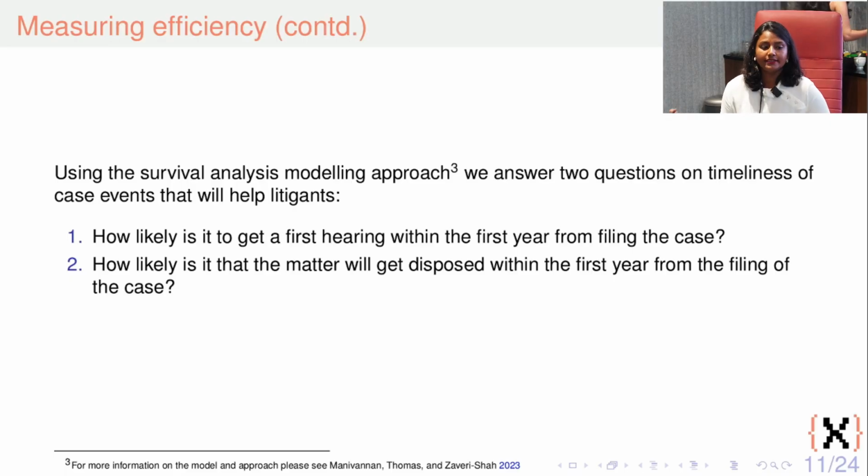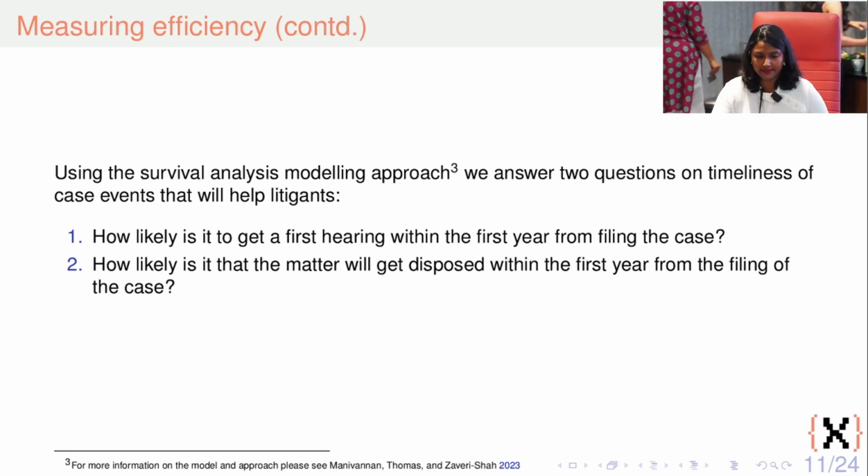So we think first hearing is important because that's when the judge actually applies his mind to the case for the first time. Your issues get framed. If the case is decided prima facie, then you get an interim relief or don't get an interim relief in the first hearing. So we measure the time to first hearing. And second, we measure the disposal. So how likely is it that the matter will get disposed within the first year from the filing of the case?